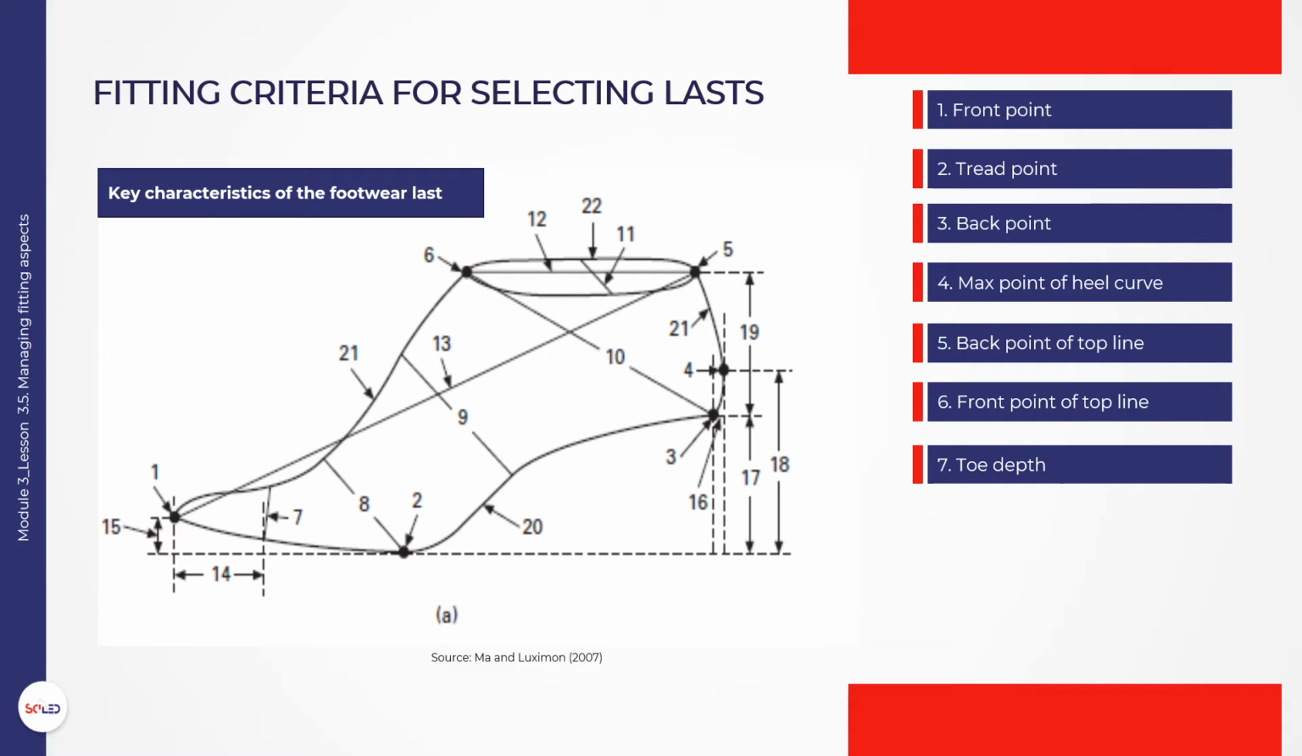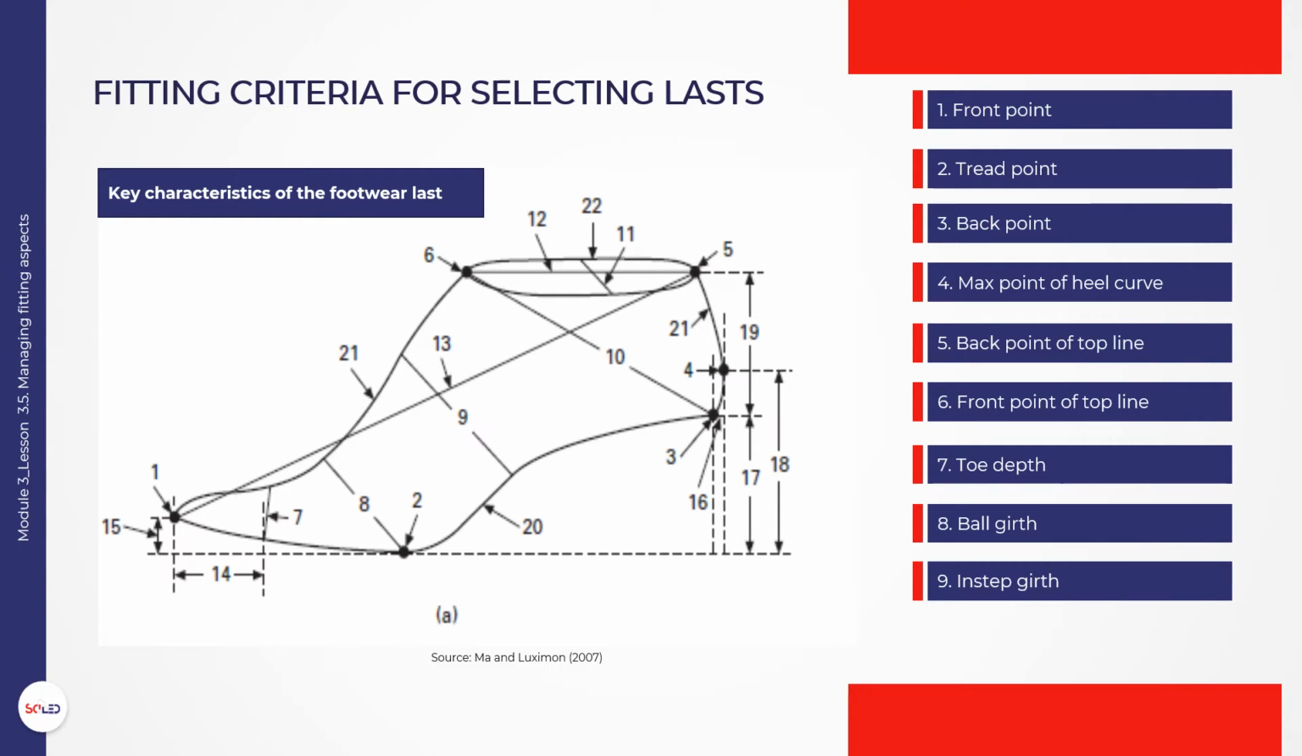7. Toe depth. The height of the big toe tip point. 8. Ball girth. The girth of the contour through the points of the first and fifth metatarsal phalange joints, 25 and 26. 9. Instep girth. The girth of the contour through the waist point, 27. 10. Heel girth. The girth of the contour through the front point of the top line, 6, and the back point of the shoe last bottom, 3.